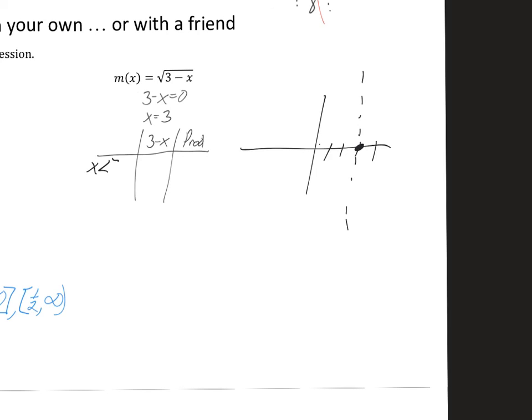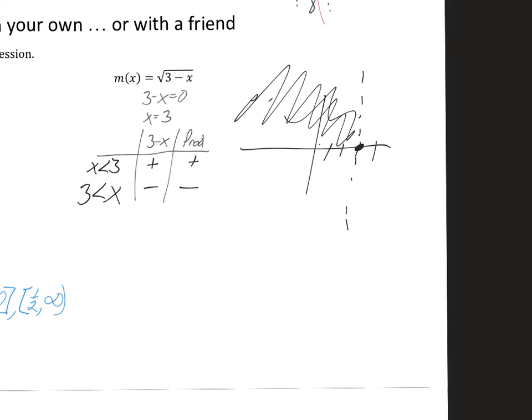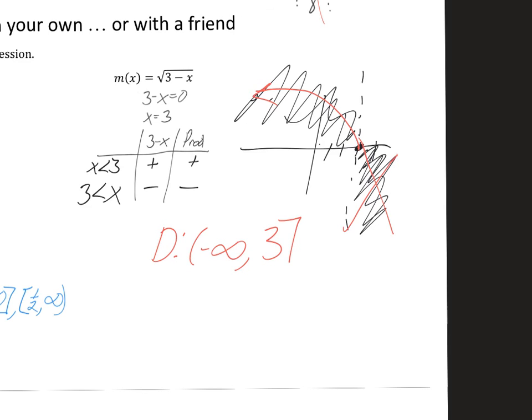So x is less than 3. So let's say it was, I don't know, 0. If it was 0, then that would mean this is positive, this is positive. So that means this side, we're going above the x-axis. 3 is less than x, so 4, 3 minus 4, that's negative. So that means that's negative. So that means this whole thing right here is negative. Now, I don't really care about this negative part, so I'm not going to count that, but I'm going to look at this side over here. So my domain is just sitting at -infinity all the way until +3.